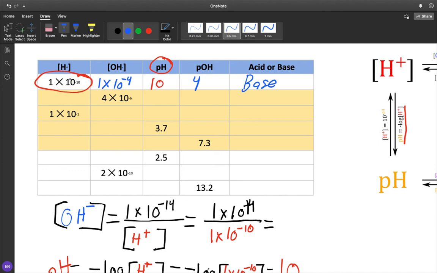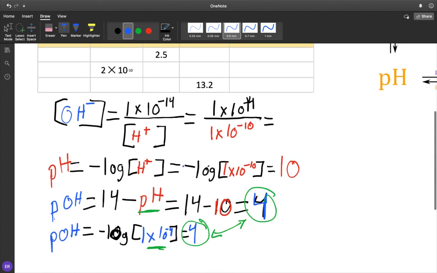So that is how we get from concentration of H plus to concentration of OH minus to pH to pOH. Okay, if you need extra help, please let me know. But otherwise, rewatch this video if you need to do so.